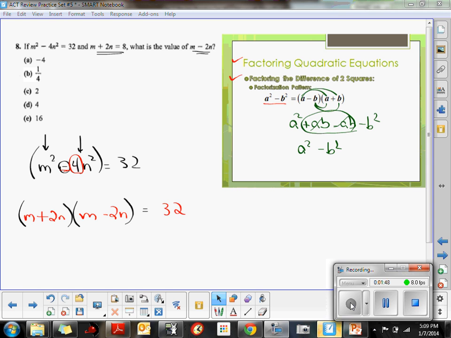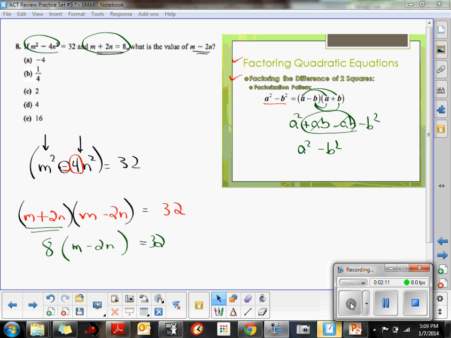So in this case, what they're telling us is we know that m plus 2n is equivalent to 8. It was absolutely given to us. So that's kind of the key that tells you, go ahead and factor this over here. And if you do, one of the factors is going to be m plus 2n. If it's equal to 8, then what does the second factor, m minus 2n, have to equal if their product has to equal 32?